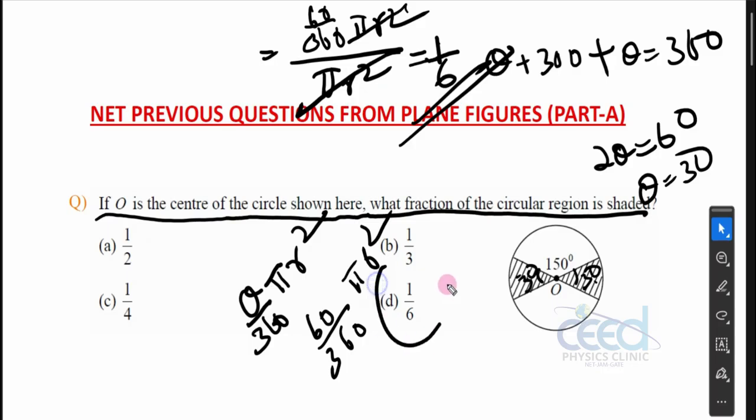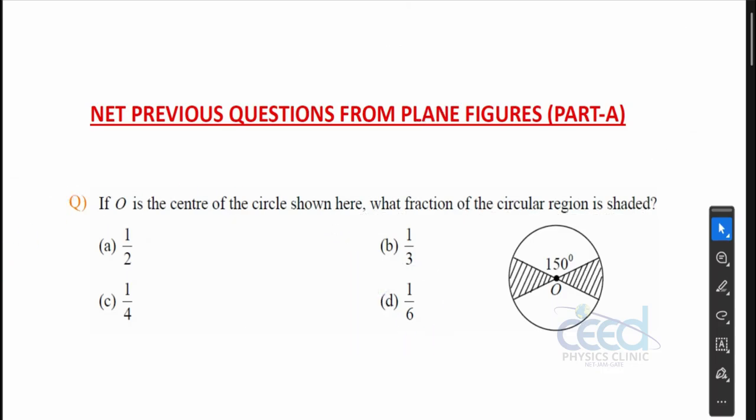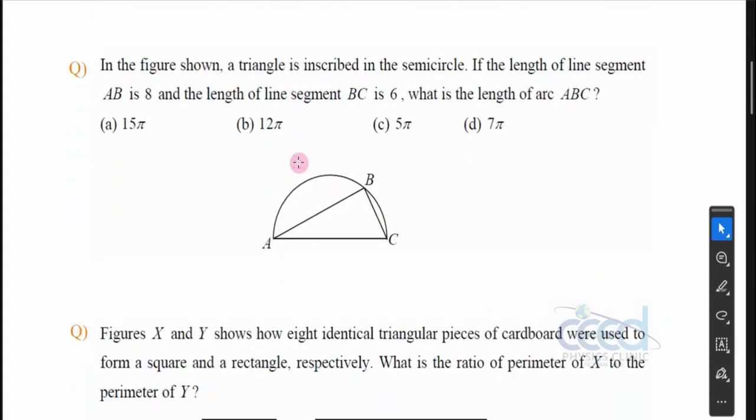Then which is the option? Option D. All right, now next question is, see in the figure shown, a triangle inscribed in the semicircle. If the length of the line segment AB is 8, and the length of the line segment BC is 6, what is the length of the arc ABC?